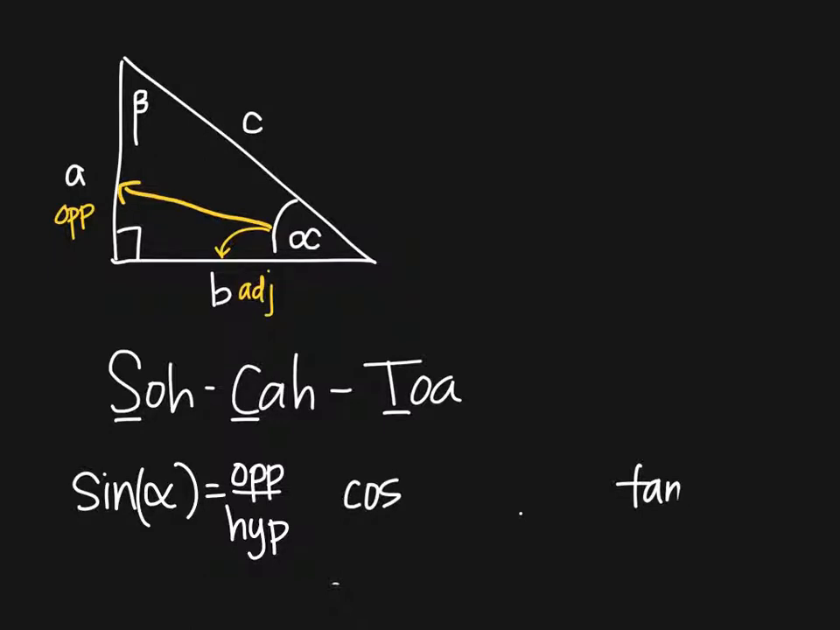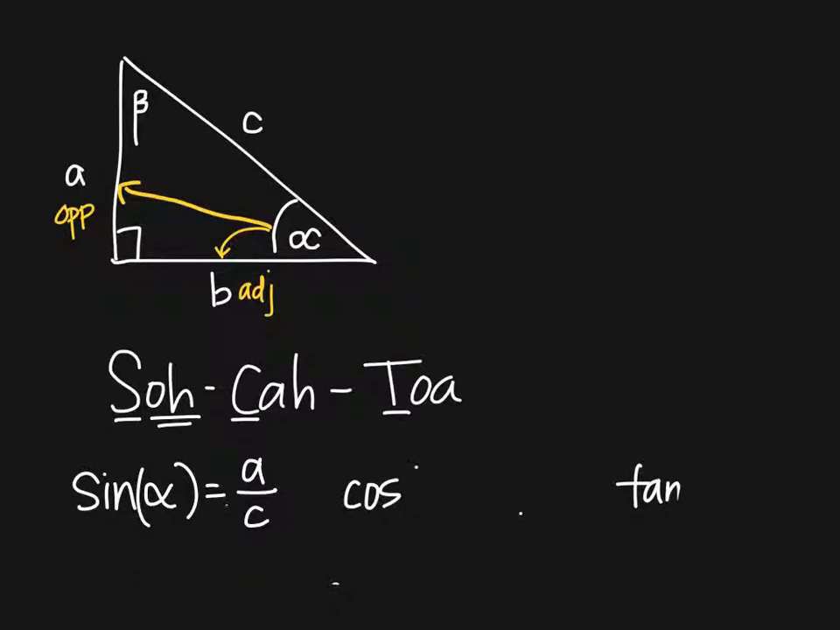And so opposite was A and hypotenuse was C. If you'd rather just write A over C instead of opposite over hypotenuse, it doesn't matter to me. I'll understand what you mean either way. So you can do it like this, or you can use the words. So sine is opposite over hypotenuse. That's what the O and the H in SOH stand for.